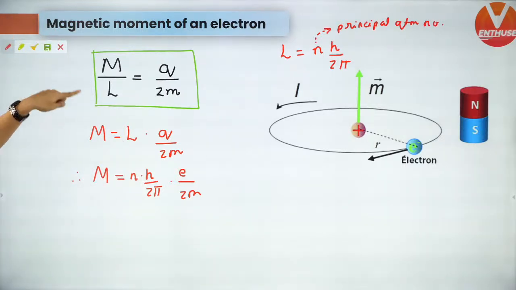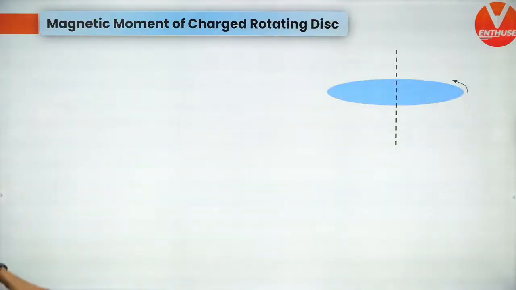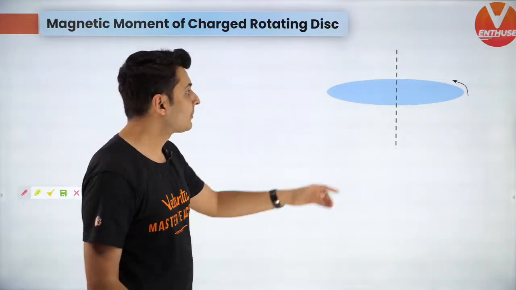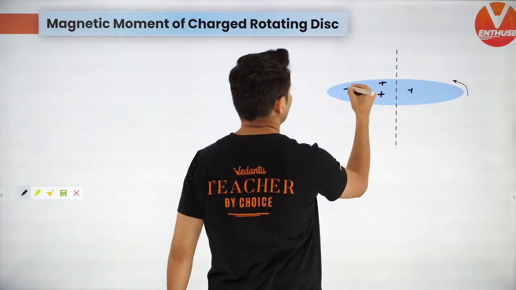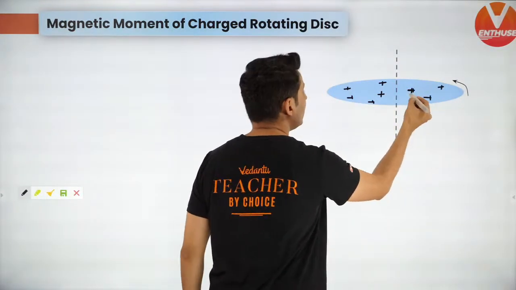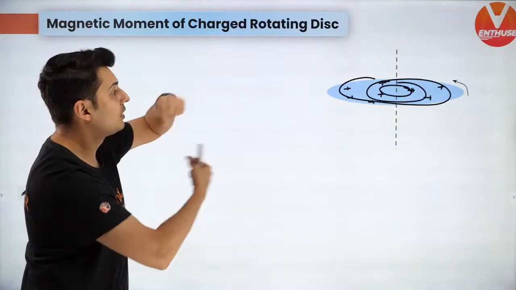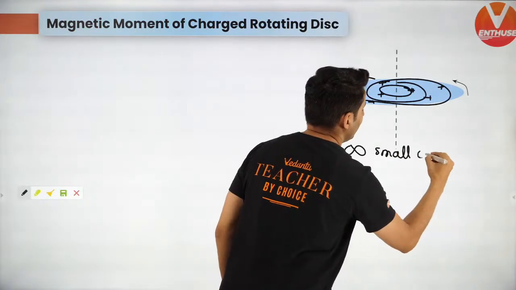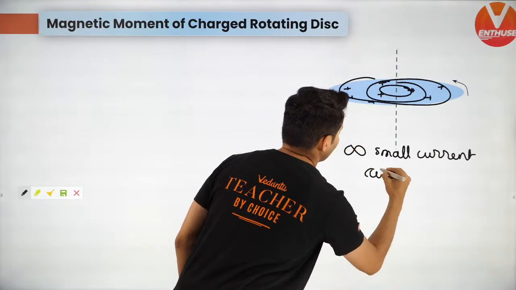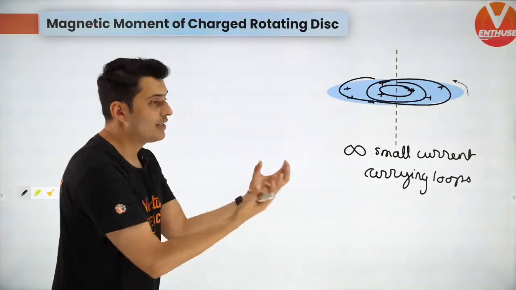All right. Now L was angular momentum. Please understand that this is magnetic moment, this is charge, this is mass. Okay, let's do a question on this. Now this question is done in many books in many complicated ways. This is a charged disk, and there are a lot of charges on it, and because you are rotating it, each charge is going in a circle. Because of that, it's like a current carrying loop, but there are many loops. Imagine there are infinite small current carrying loops, because of which there will be a magnetic moment.